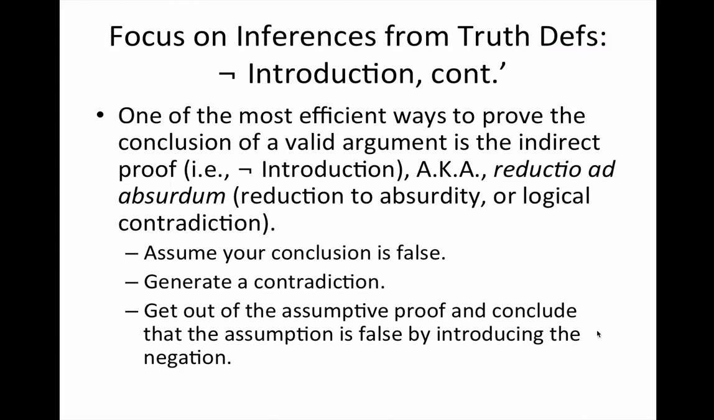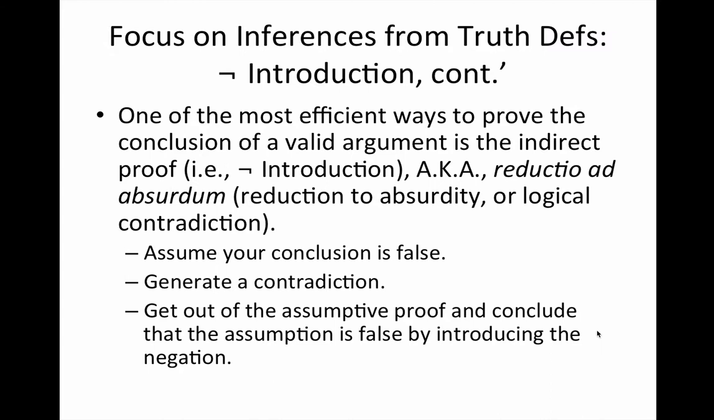The strategy being a version of what we just did with the indirect truth table, namely assuming your conclusion is false. So that is assuming the opposite of the conclusion as a true sentence. From that assumption, deriving a contradiction, and then asserting outside of that assumptive proof the fact that that assumption is not true, which is to say, introducing the negation.